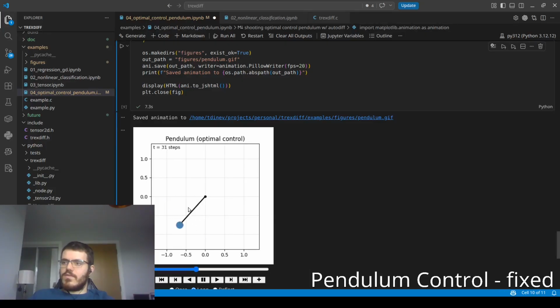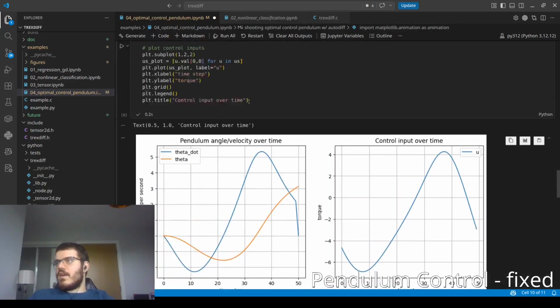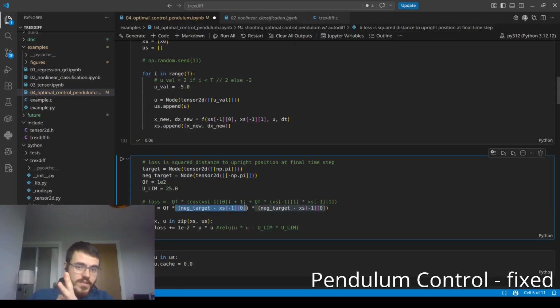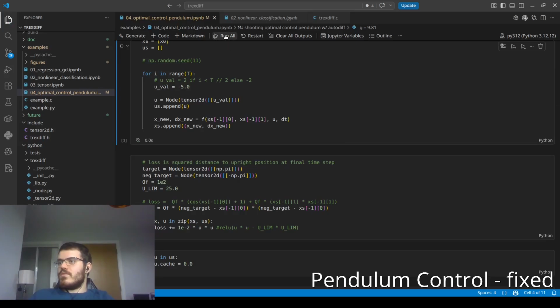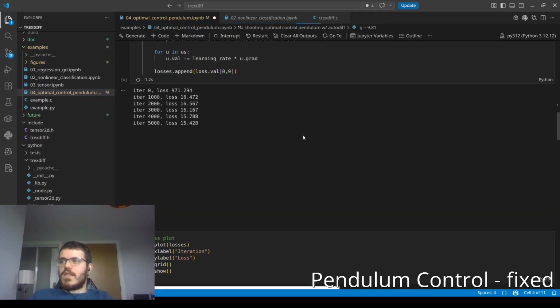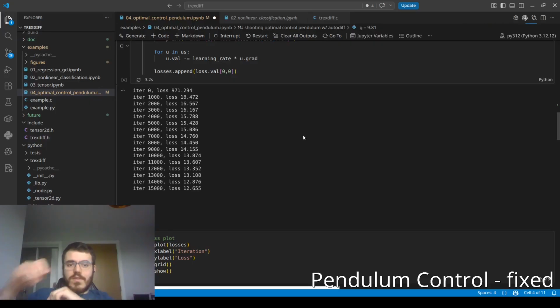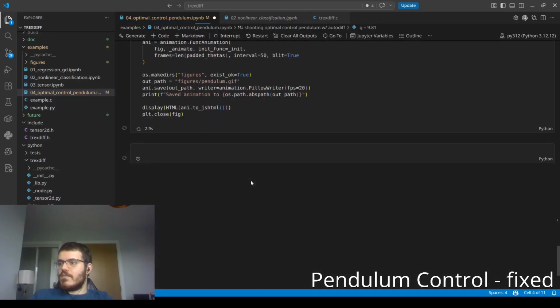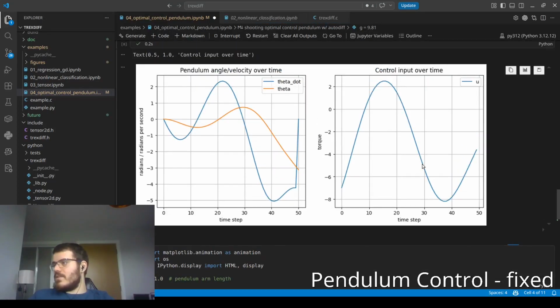So this is going left. And now what I can do is use this negative target instead of my target, square it still, and then restart. Run all, and that should go to the other end. Okay. Or maybe it doesn't.